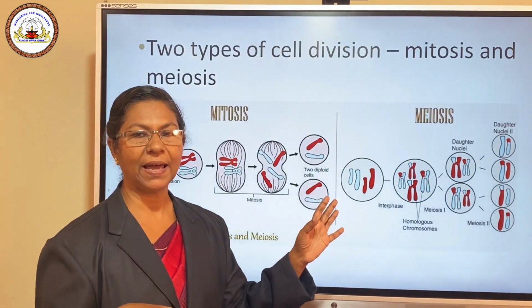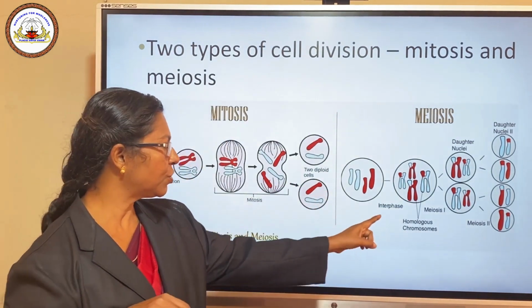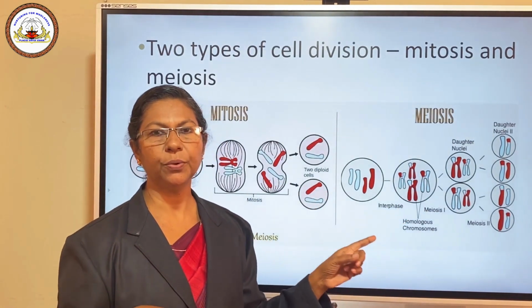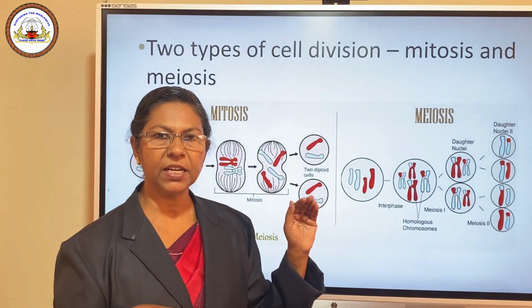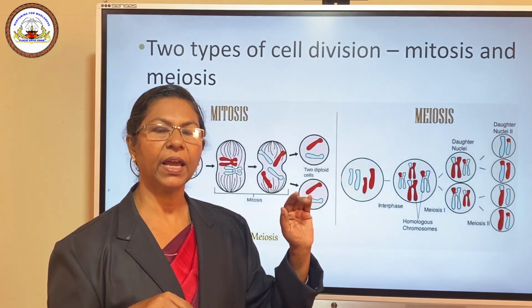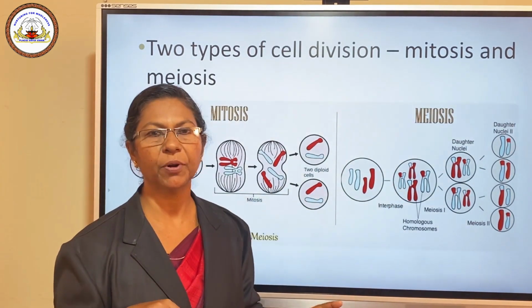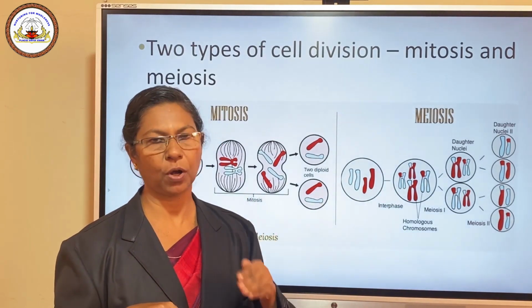But soon after that, the cell again undergoes division. That is meiosis 2. In meiosis 2, each cell containing 46 chromosomes divides again into two, and each cell gets only 23 chromosomes. That means half the number of chromosomes.